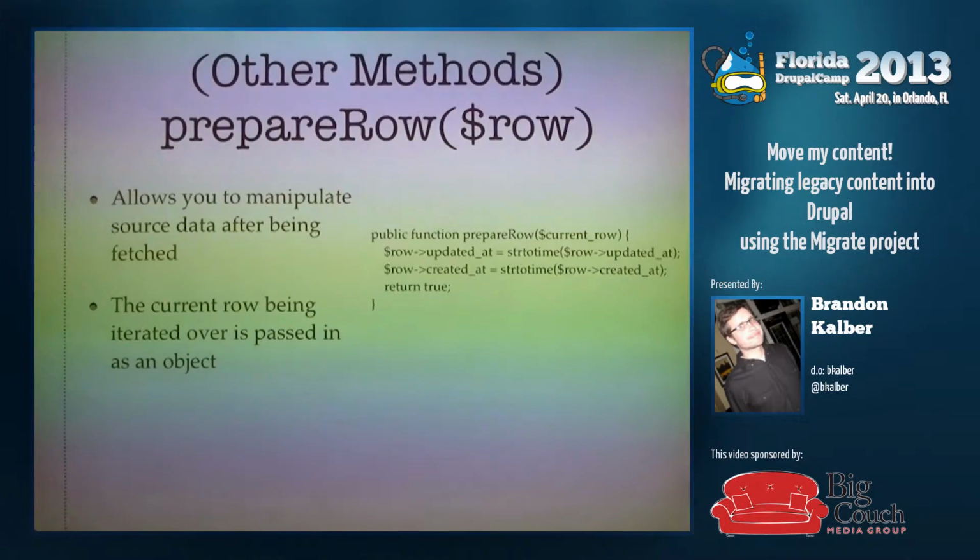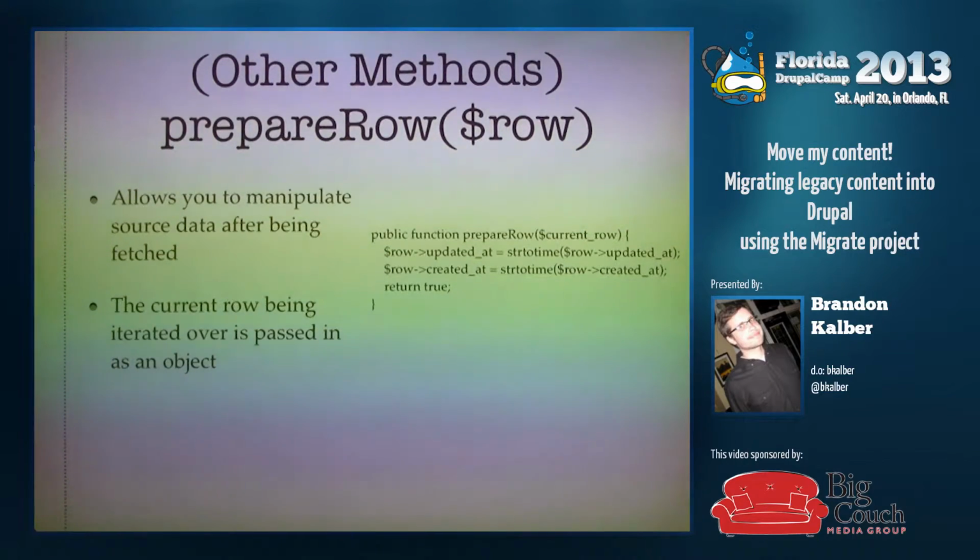So, some other things to be aware of. Migrate has a lot of built-in methods that you can use. These are all going to be outside of your constructor now. So your fields are done, your source is done. These are all methods that you can use to help manipulate data at various points within the migration process.